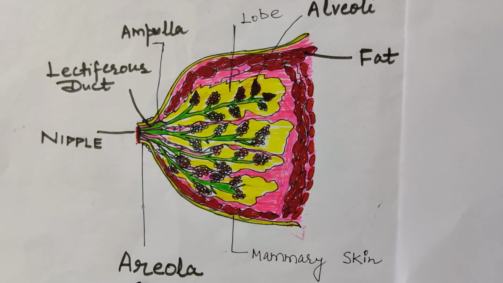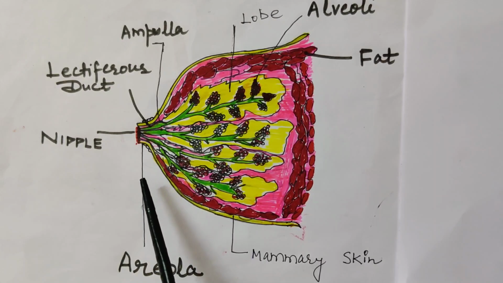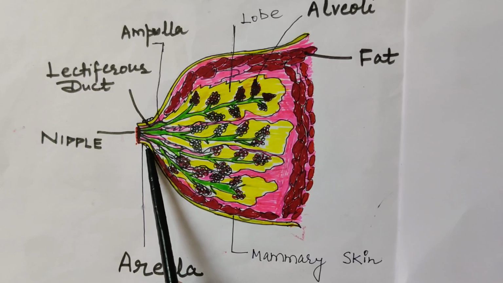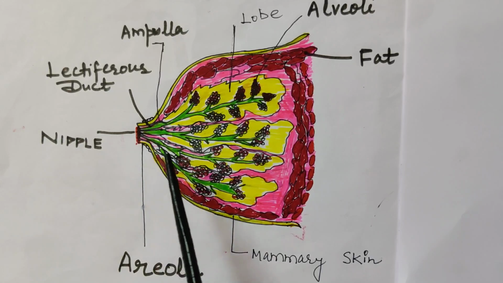And at the base of the nipple there is a circular pigmented area. It is called areola. Okay, what does it possess? It possesses circular muscles, nerve endings, and sebaceous or areolar glands.